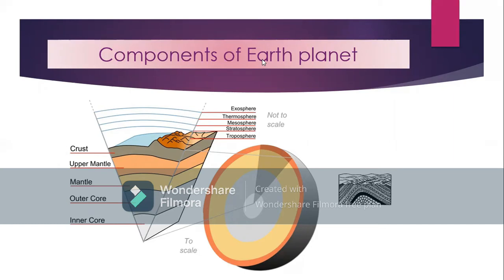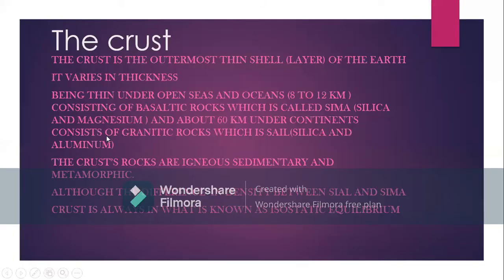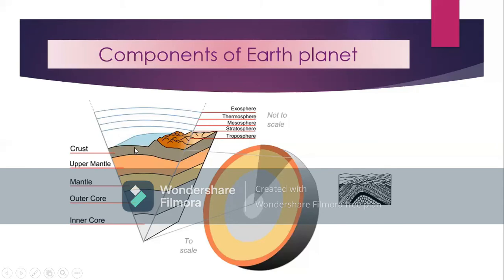Let's go. This is Earth's surface, where we live. This is the crust, so the upper part of the Earth is the crust. Secondly, the upper mantle and mantle. Then the outer core and inner core, and we will, inshallah, talk about them. Firstly, we will talk about the crust.